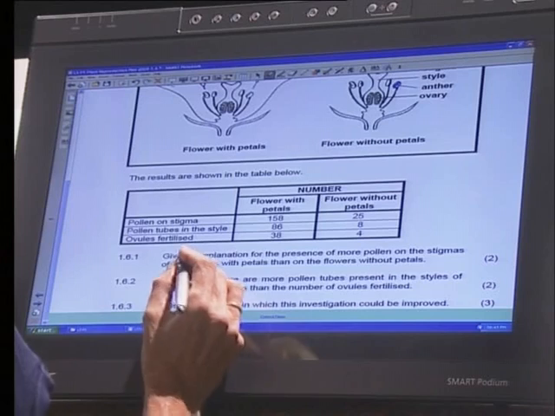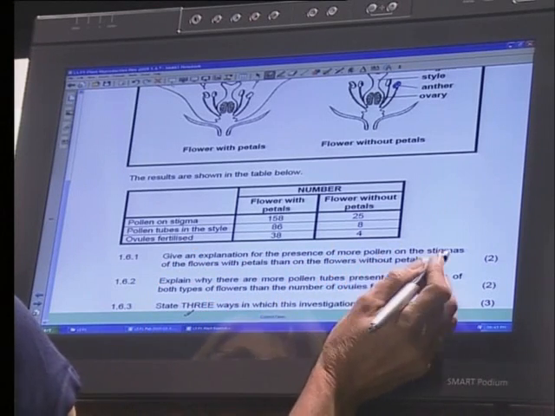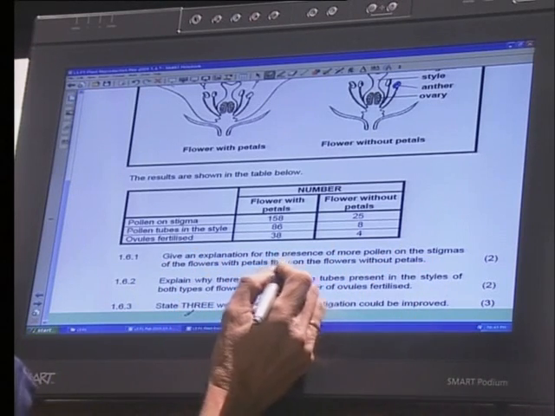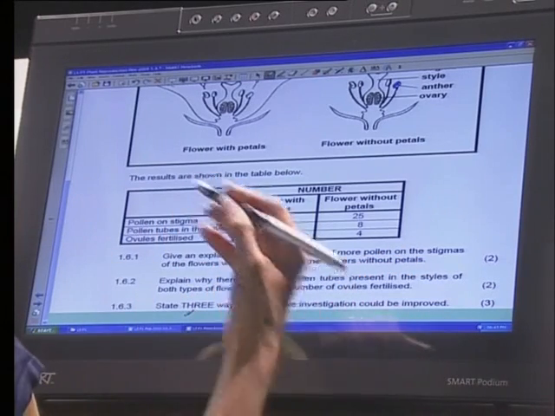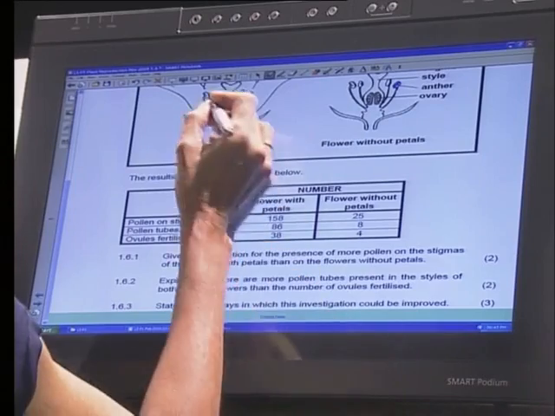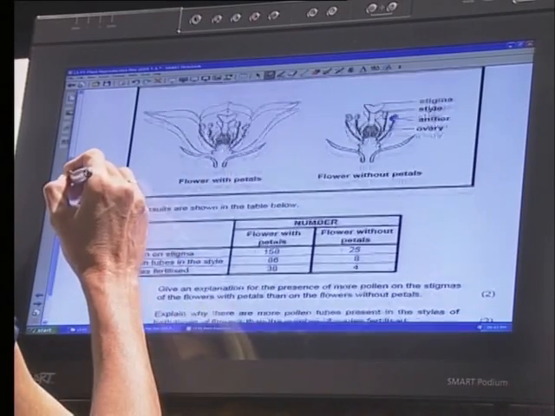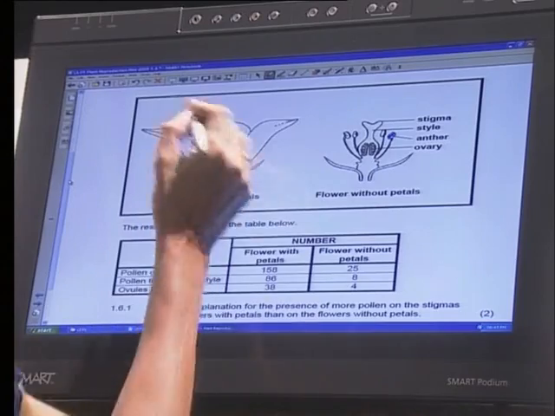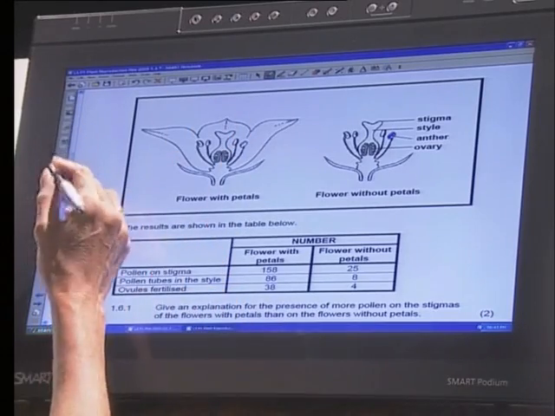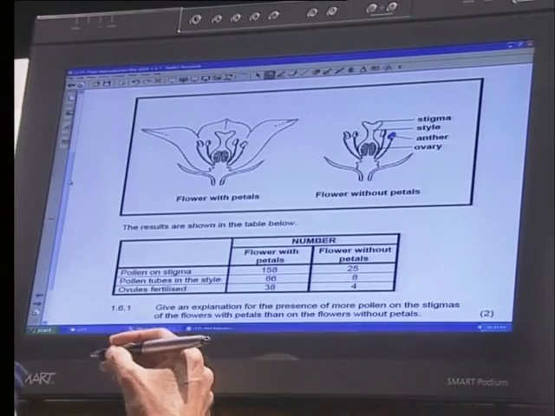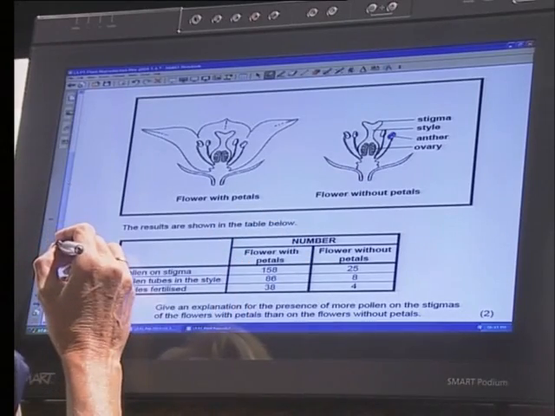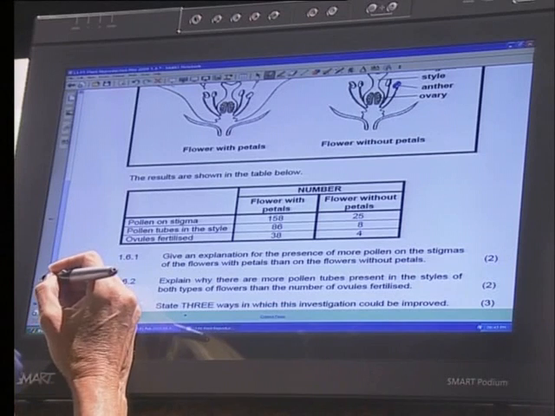Okay, so now, give an explanation of the presence of more pollen on the stigmas of the flowers with petals than on the flowers without petals. So let's think of 2 explanations. One, first of all, the insects were attracted by the pretty color of the petals. Number 2, the petals protected the pollen, so the wind didn't just blow it all away. Those are the 2 I can think of. Can you think of anything else?